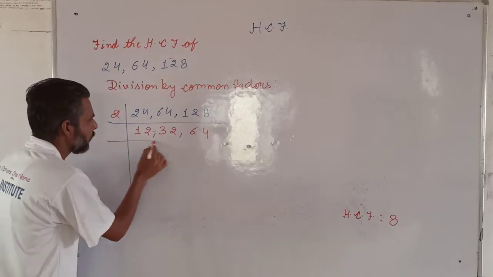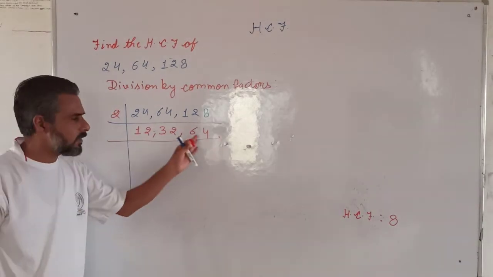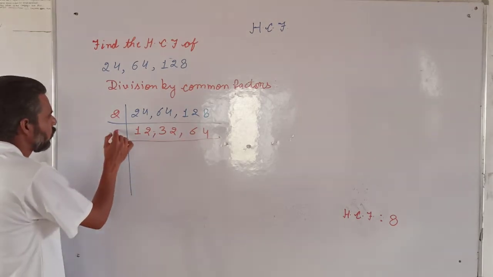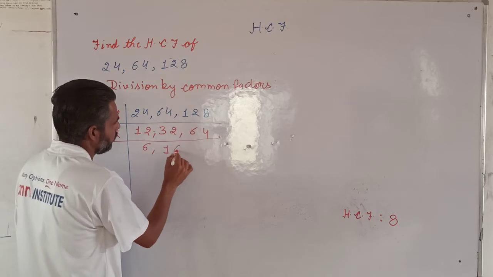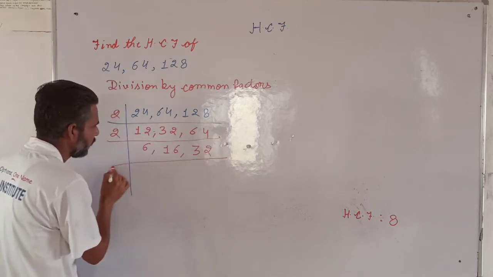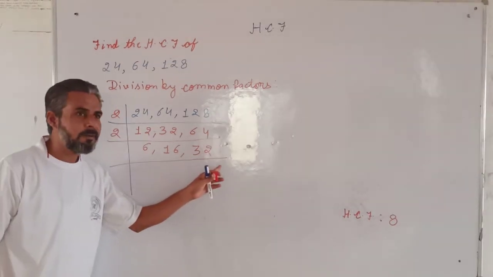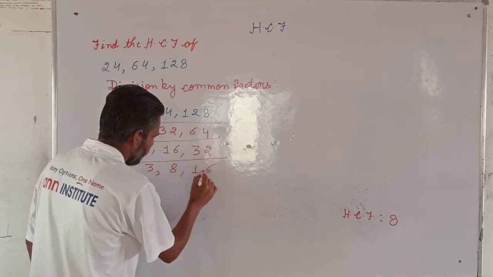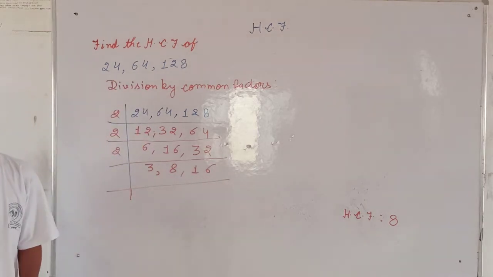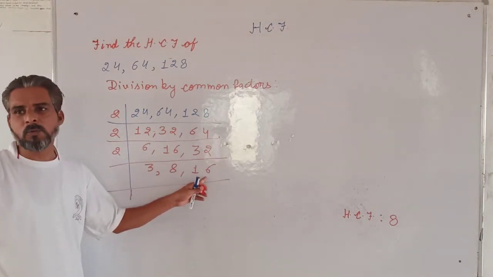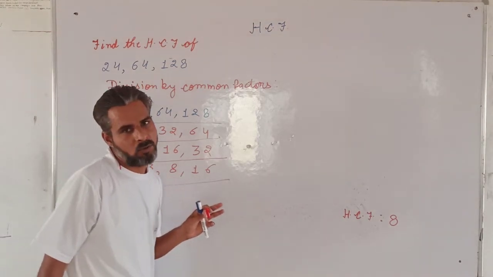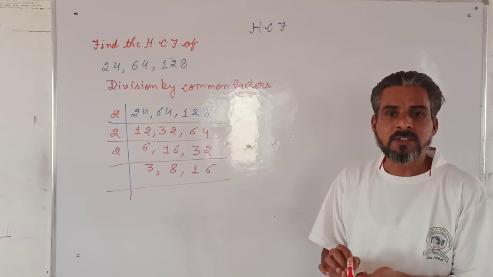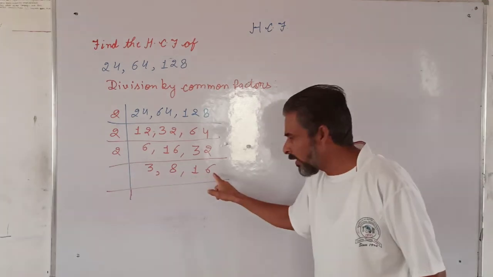Now again we have to select one number which can divide all these three numbers. So all are ending with even numbers. So again we can divide by 2. Again these numbers can be divided by 2. Now 8 and 16 can be divided by 2, but 3 cannot be divided by 2. Or 3, 8 and 16 cannot be divided by 3. So there is no number which can divide all these three numbers completely.